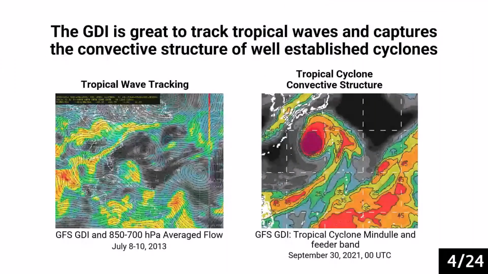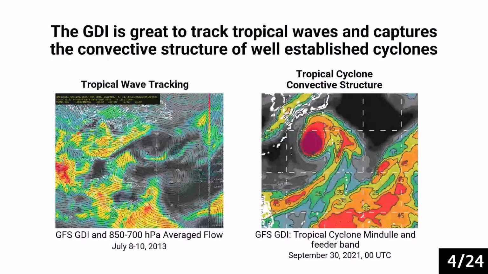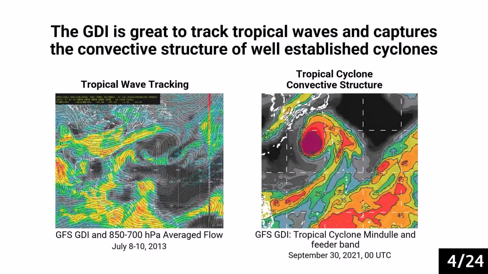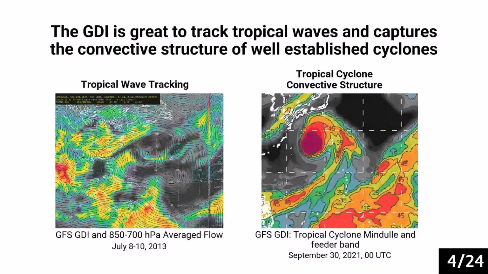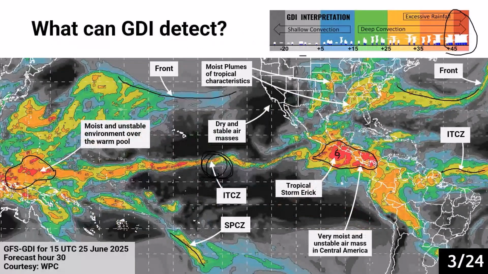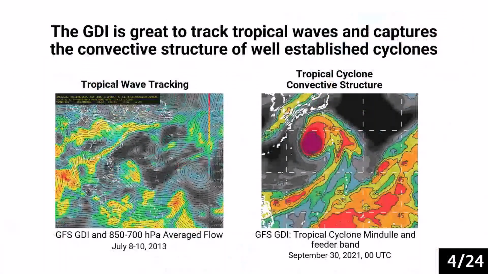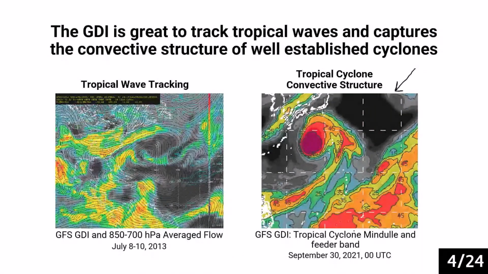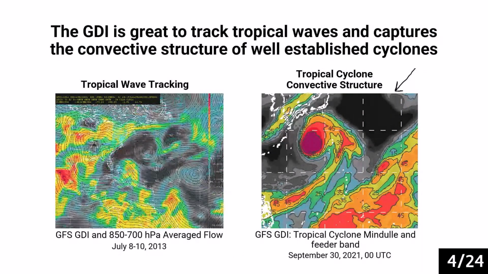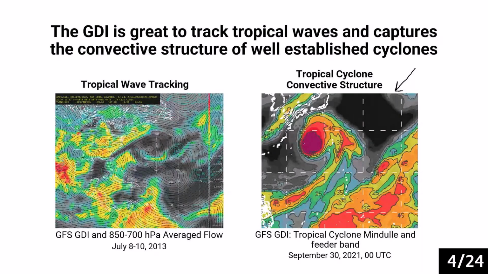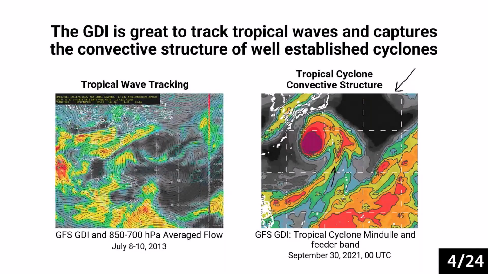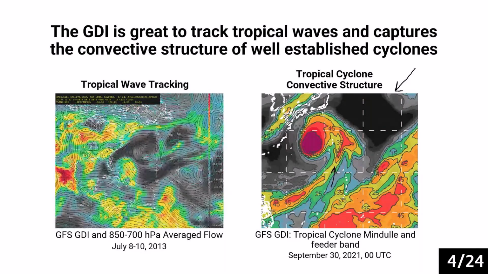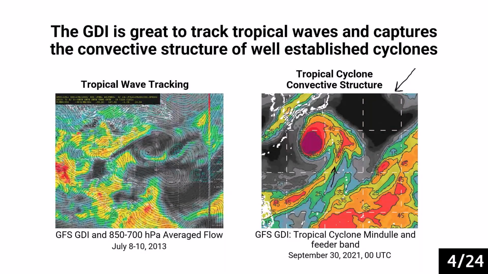All right. Now, the GDI is also a great tool to track tropical waves, and it also captures the convective structure of well-established cyclones. So if you go back, you cannot really see the structure of Eric here because Eric is still trying to organize at the moment, and this was a forecast from yesterday. However, this is an example of another cyclone. This is Cyclone Mindulle in 2021, just south of Japan. The GDI is pretty useful to see the convective structure of the system, but it's also useful to see the feeder band. And feeder band convection can produce very significant rainfall with tropical cyclones.